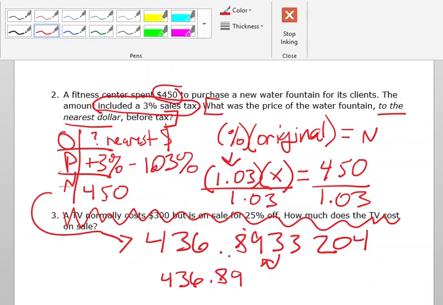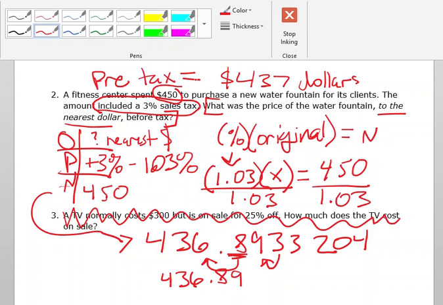In order to do that, I go here and I say, are you higher than 4? And 8 is higher than 4, so I'm rounding it up to $437. So that was the pre-tax price. Even though if you had put 436.89, that would have technically been a correct answer, that's not what they were asking for. If this were an open response, you would lose a point for not doing that rounding.